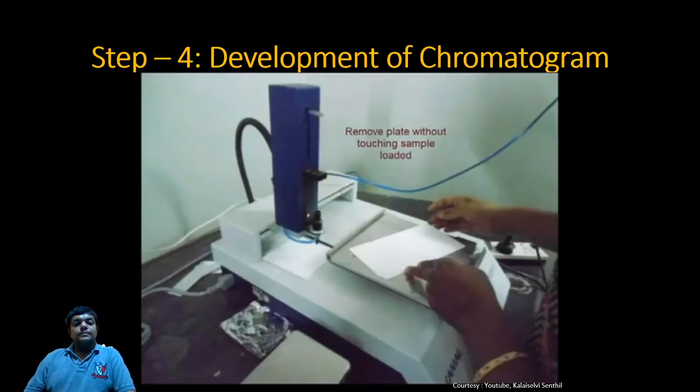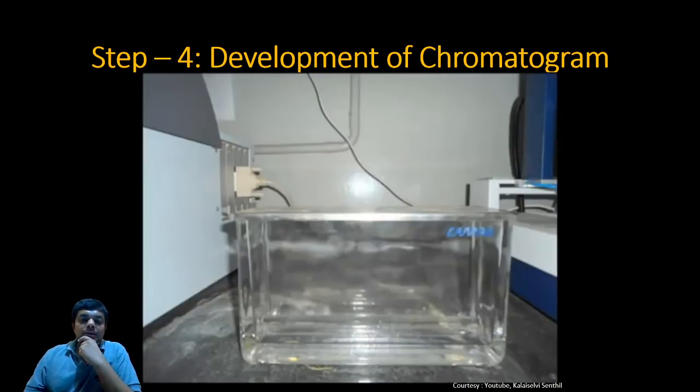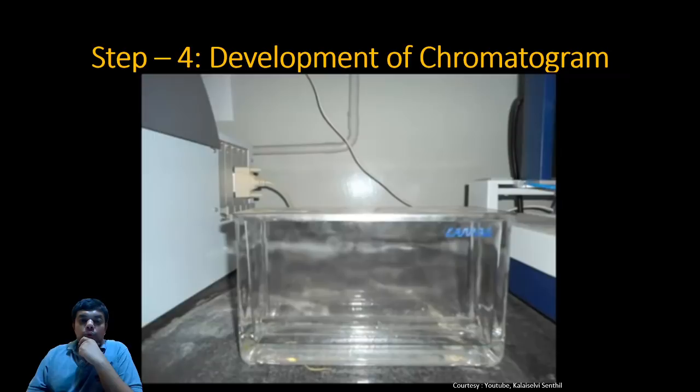Remove the chromatographic plate from the applicator without touching the sample. It is the twin trough chamber. It is left for chamber saturation up to 30 minutes. You have to fill the mobile phase into this chamber and leave it for 30 minutes.